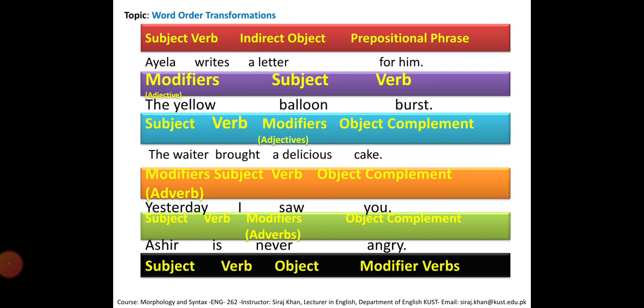The next structure goes like subject, verb, object, and modifier. Like Mr. Ali gave the test this morning. So here, this morning is a modifier.